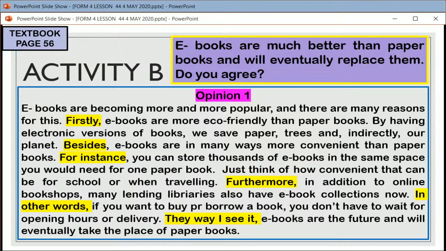Don't have to wait for opening hours. Very good. Yes, Adam, save time because you don't have to wait for opening hours or delivery. You can buy anytime you want. Right, very good. You don't have to wait. Excellent. Yes, the seventh sentence, you don't have to wait for opening hours and delivery, exactly.